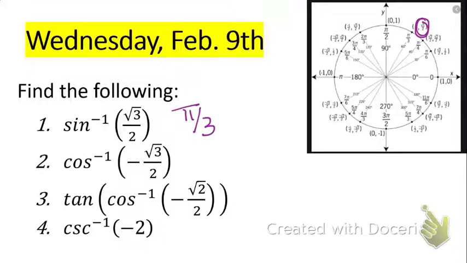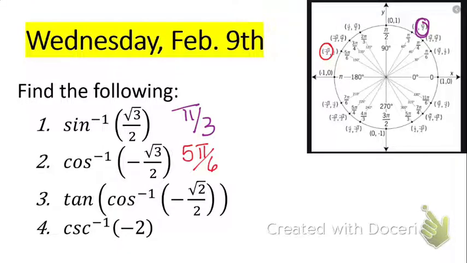Okay, inverse cosine for number 2. For inverse cosine, we're looking in quadrants 1 and 2. So what angle has a cosine of negative root 3 over 2 in quadrants 1 or 2? What's my angle? Who got 5 pi over 6? Okay, so far we're looking pretty good. So that's this right here. So the answer to number 2 is 5 pi over 6.